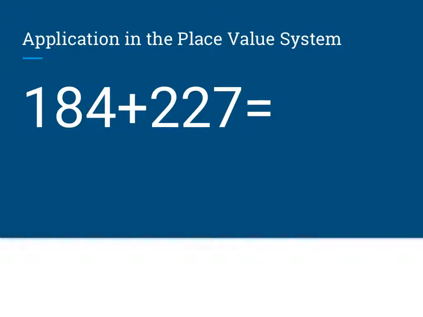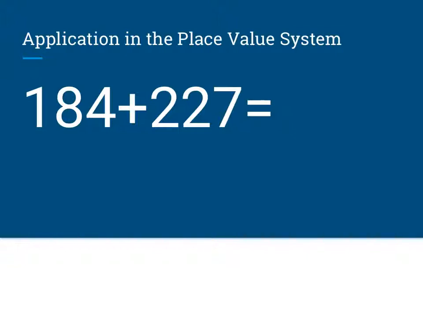The making 10 strategy can even be extended to 3, 4, 5-digit addition problems because, again, we're working on our system where our ones, once we have 10 ones, we move into our tens place. Once we have 10 tens, we move into our hundreds place. Once we have 10 hundreds, we move into the thousands place. This continual building on the number of 10 as we move through the places allows us to use this make 10 strategy in any place.